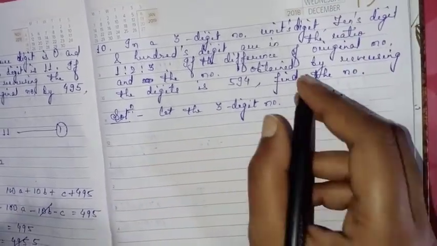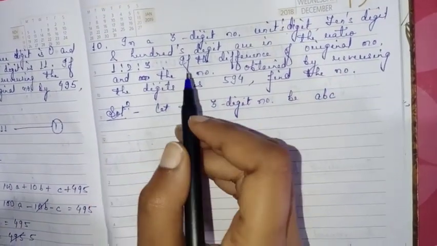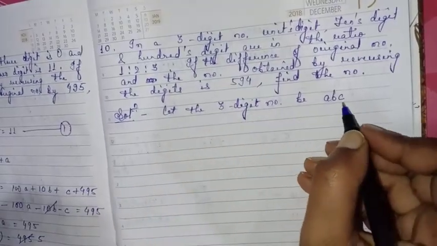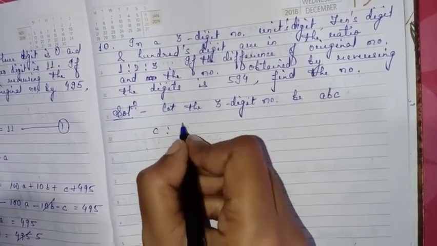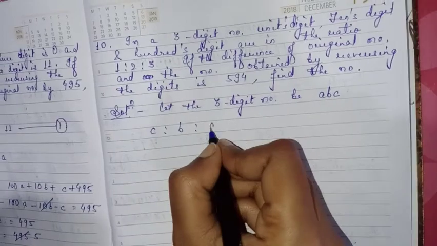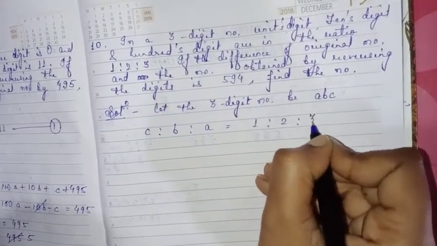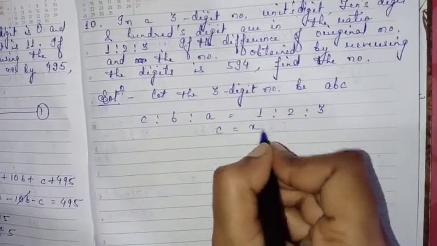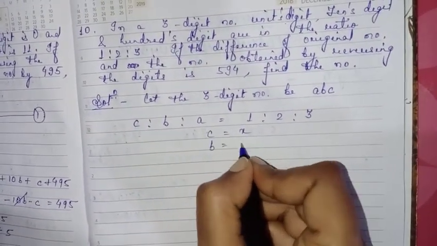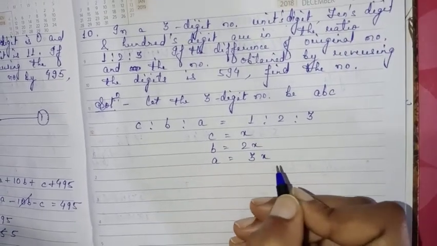So now it is given that units digit, tens digit, hundreds digit are in the ratio 1:2:3. That is, you see here, units digit C is to tens digit B, hundreds digit A. So here it is given 1:2:3, right? So from here we can say C is equal to x if I am taking, then B is equal to 2x, then A is equal to 3x.